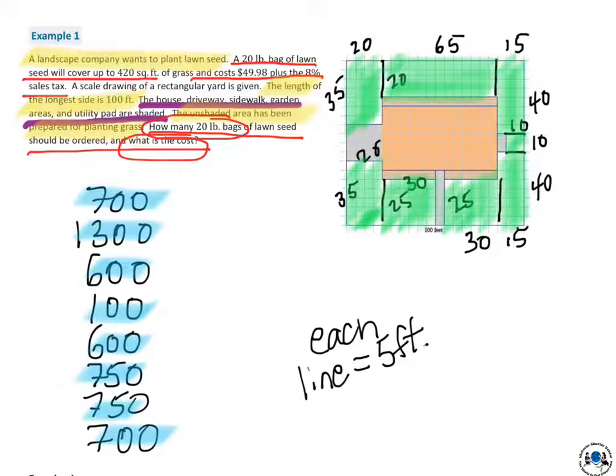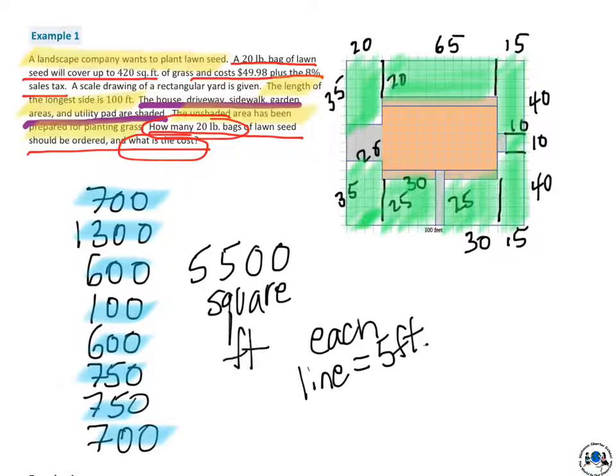You might have done it differently. You could have actually done all of the non-grassy areas and figured it that way. That would have been good as well, and it might have been faster than my way. I'm not sure. But anyway, I did it that way, added all those up, and I have 5,500 square feet. Now, that is not an answer to any of the questions quite yet, but it is the value that is going to get me to these answers.